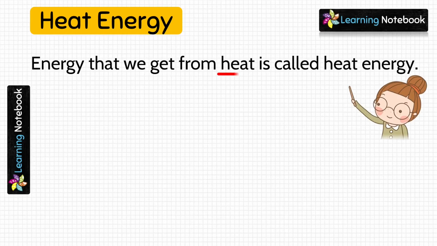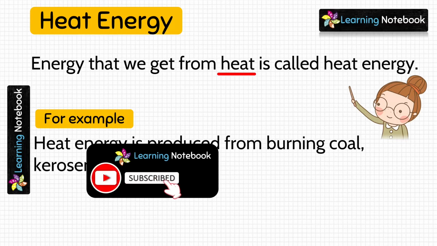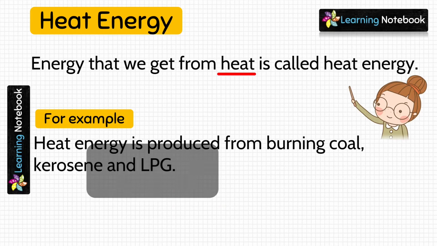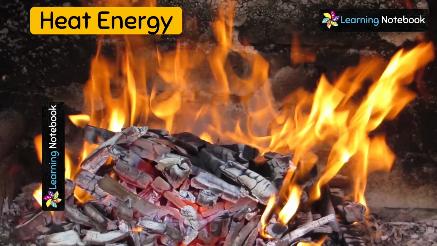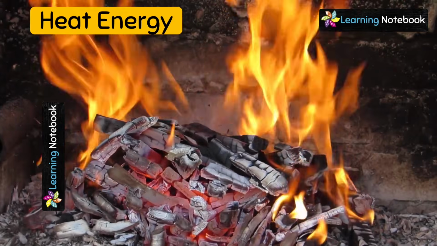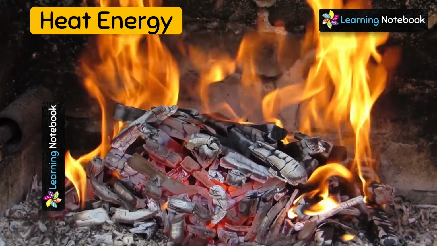So first type of energy is heat energy. Energy that we get from heat is called heat energy. For example, heat energy is produced when we burn coal, kerosene and LPG. And what is LPG? It is the liquefied petroleum gas. Like here, on burning of coal, heat energy is being released.